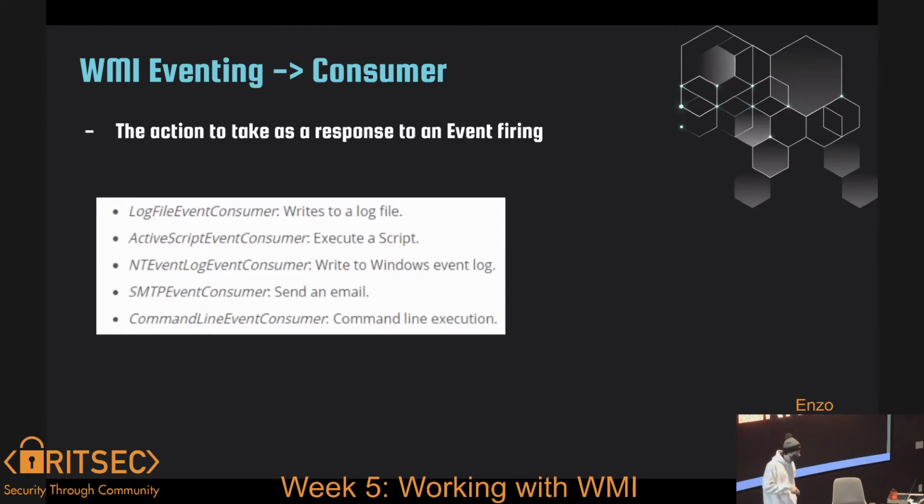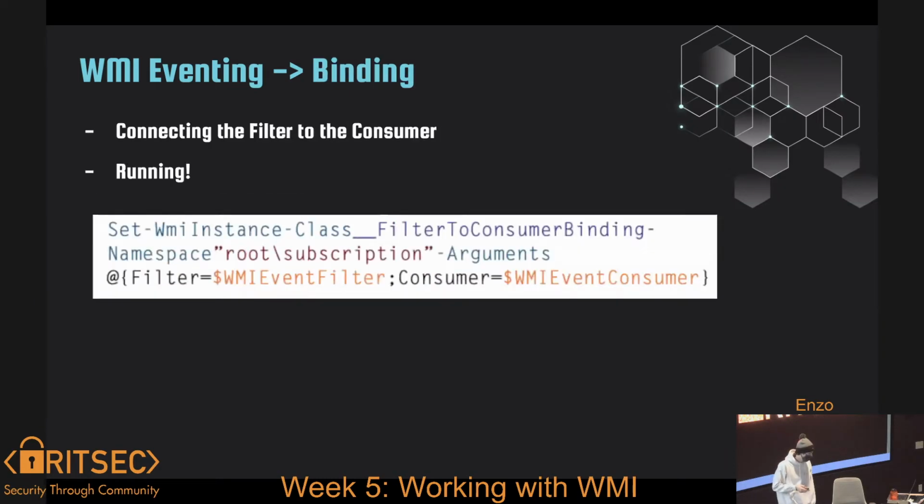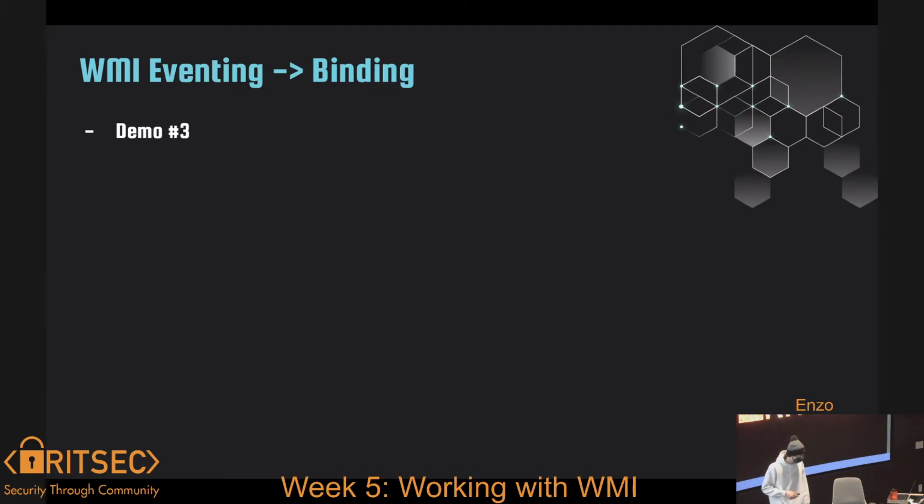As I was mentioning, the consumer is the action taken in response to the event occurring. Here are the main types: a log file, executing a script, writing to the event log, sending an email, or command line execution. The binding, of course, is just connecting those two, and then your event is running. Here's a quick PowerShell example of that. So back to the demo. I'm going to do a small demo for this too. My last demo, I promise.